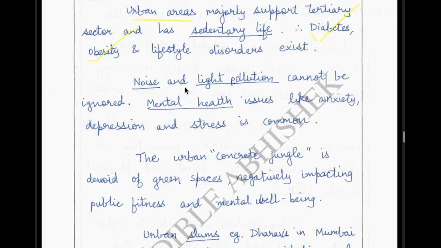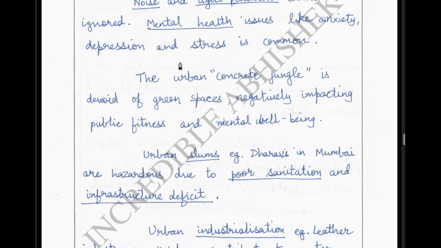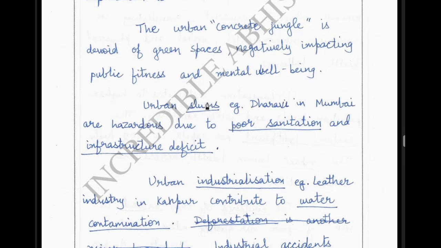These are the kinds of pollution. So he has taken each and every type and he has given an example for it. That is how you connect with the urban diseases. Noise and light pollution cannot be ignored. Mental health issues, anxiety and stress is common because of the excess noise. If you live near a factory or near a construction site, you would have realized this by now. The urban concrete jungle is devoid of green spaces, negatively impacting public fitness and mental well-being.